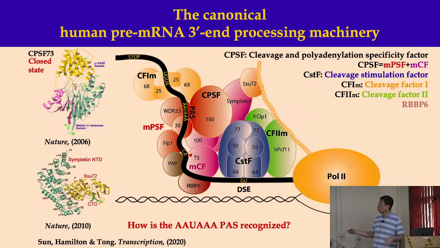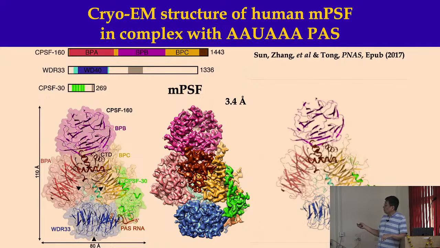So now, fast forward many years. That's the first cryo-EM structure we did in my lab back in 2017. We determined the structure of the MPSF, which is CPSF160, WDR33, and CPSF30, bound to a hexanucleotide right here, the PAS RNA. CPSF160, in terms of domain architecture, has 3 beta propellers. Remember beta propellers? A 4-stranded beta sheet winding around the propeller. So there are 3 beta propellers, color-coded the same way here.